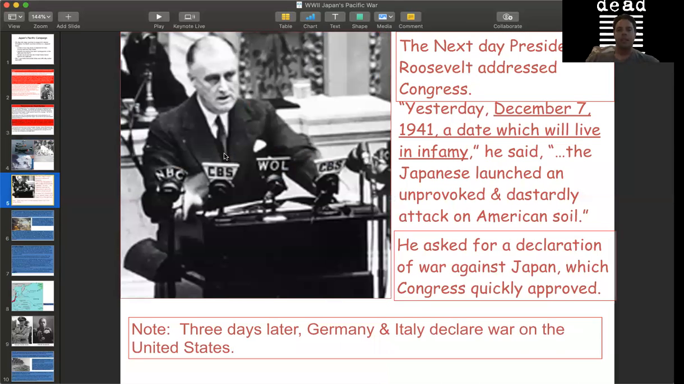Now, the next day, FDR, President Roosevelt, would address Congress, and he is most famous for his lines, "Yesterday, December 7th, 1941, a date which will live in infamy." He said, "The Japanese launched an unprovoked and dastardly attack on American soil." He then would go on to ask for a declaration of war against Japan, which Congress would quickly approve.